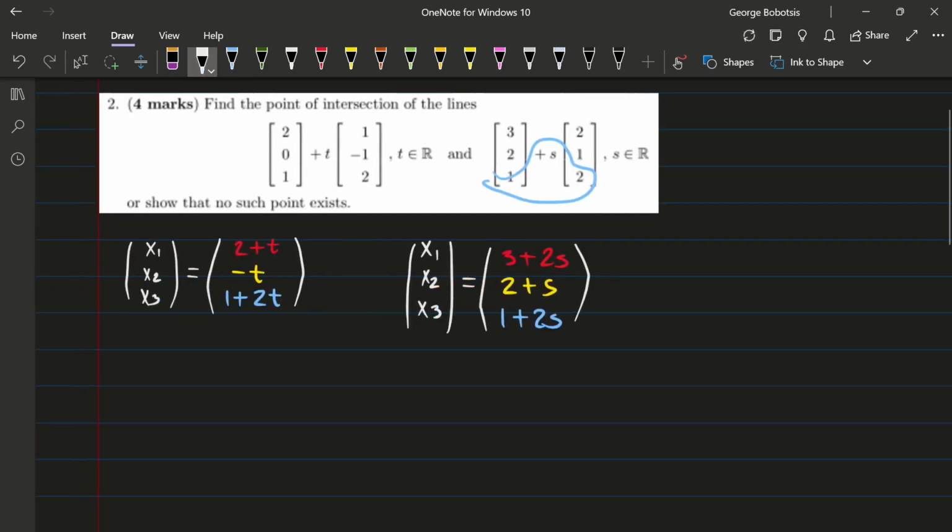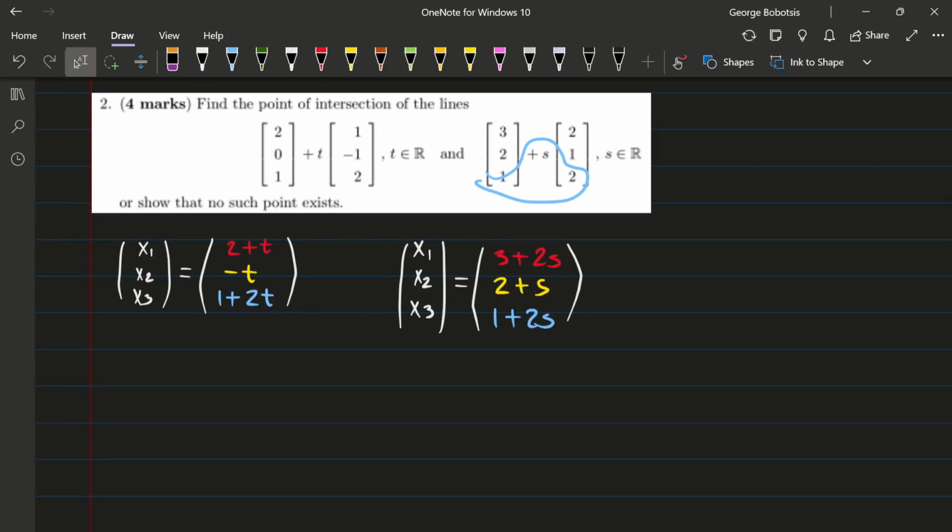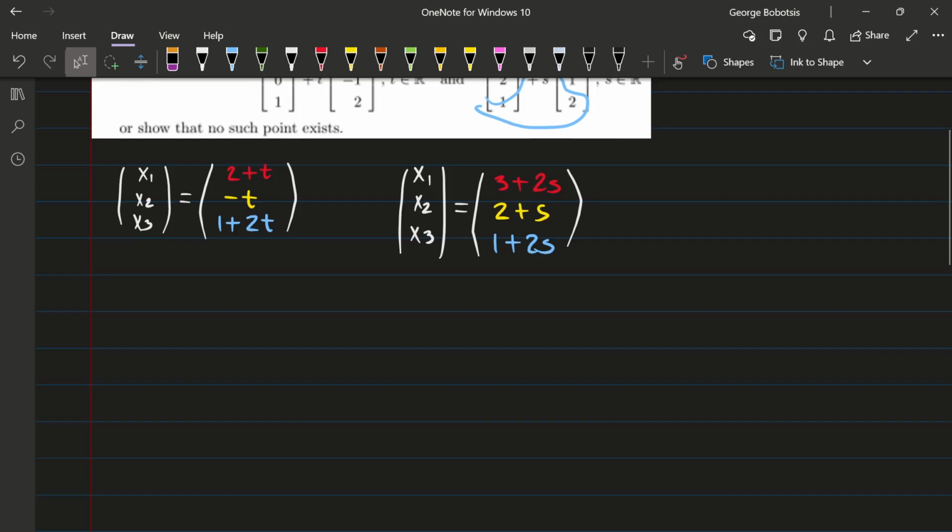Boom. All right. Would you ever imagine that I'm going to set components equal to each other? No way, right? Why would I ever do that? Well, obviously I'm going to do that. It's an intersection problem, right? So that's line 2, that's line 1. So what I'm going to do is set coordinates equal for intersection.